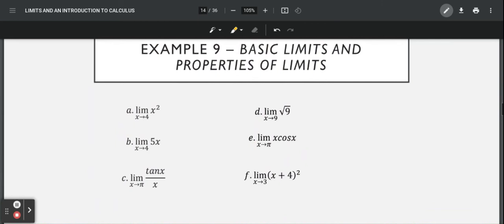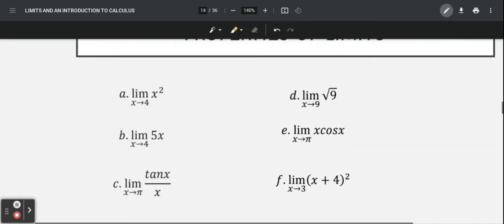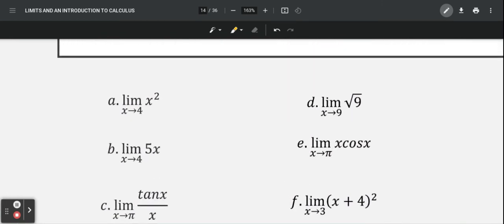So we have 6 quick examples here. If we look at A, the limit as x approaches 4 of x squared, we're just going to say 4 squared. We plug the 4 in for the x value, and we get 16, right? Because x squared is just a polynomial, so you're really just finding the y coordinate of that polynomial.